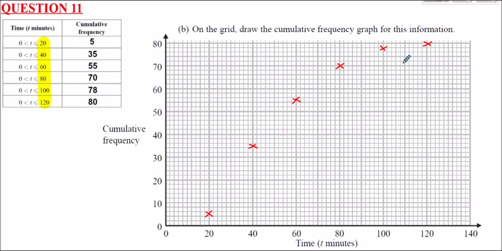Now the next thing, and I apologise in advance, I've cheated by doing this in advance, is to try and draw a smooth curve through all of these points. Try and do a smooth curve through them.